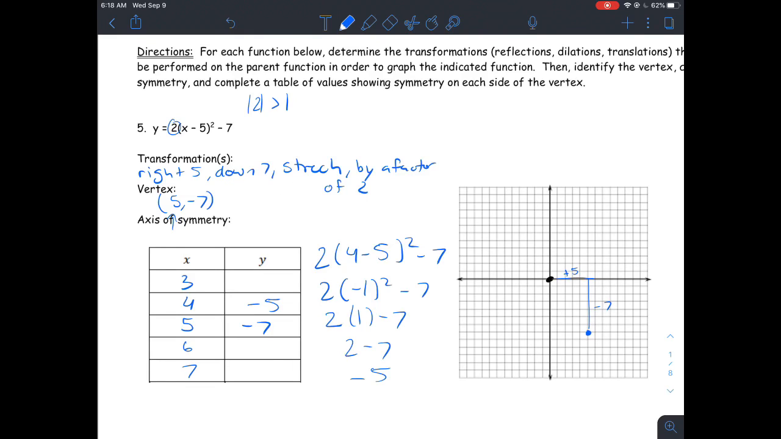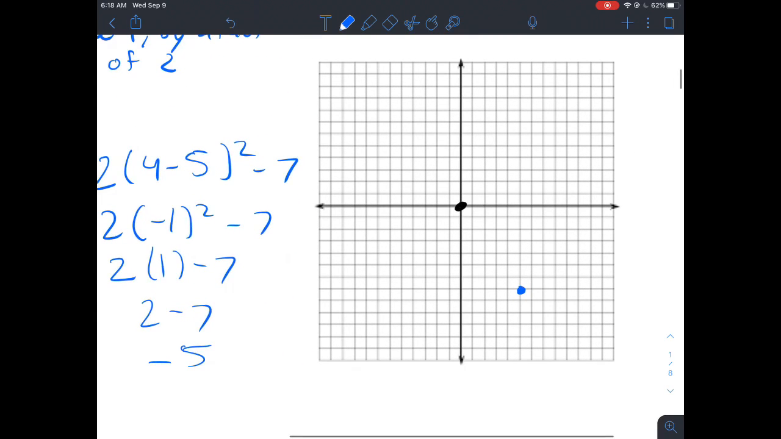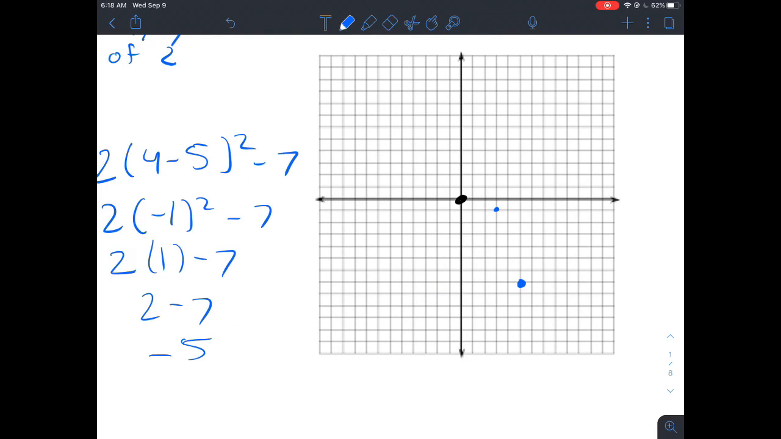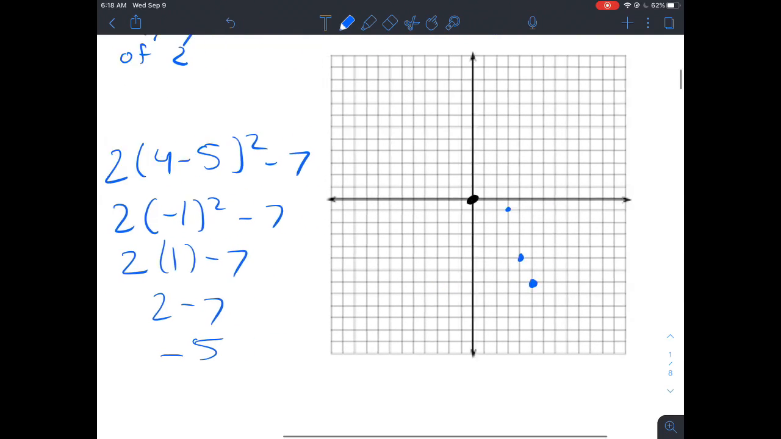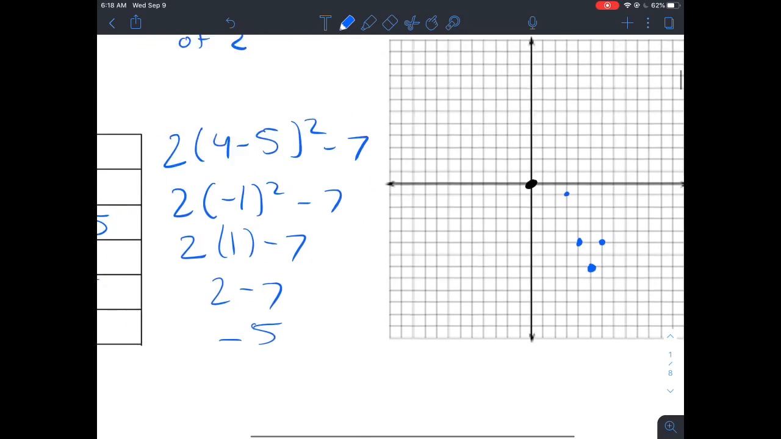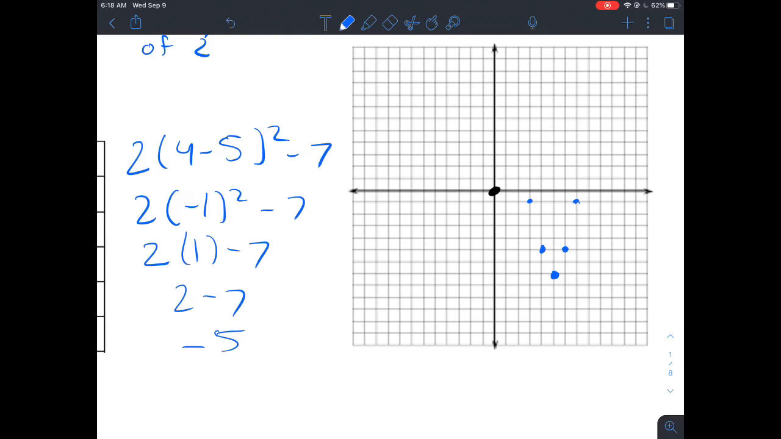All right, so you have to do this. You have to plug in the x values. Of course, feel free to use your calculator. Just be aware of parentheses. So yes, you're going to plug in all those values. You should get -1, -5, and -1. So then once you get those guys, you can go ahead and graph them. So you got 3, -1, and then 4, -5, and 6, -5, and 7, -1. All right. So go ahead, graph those points.